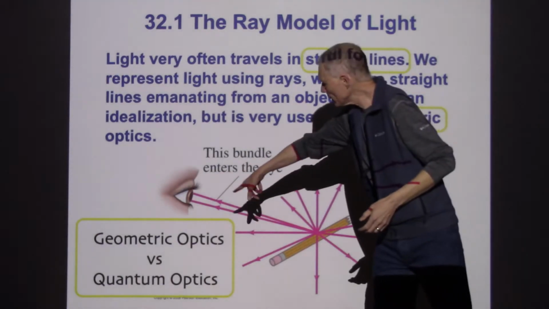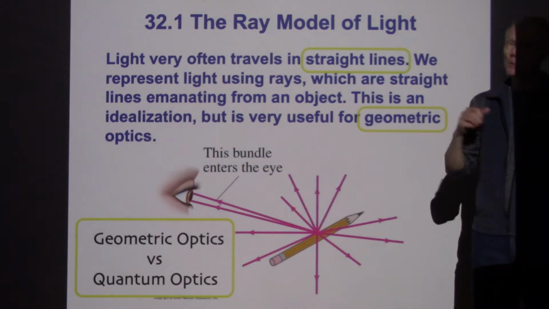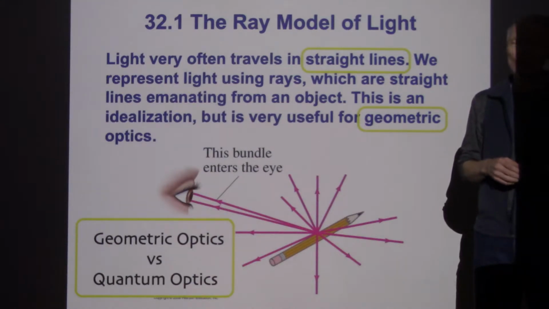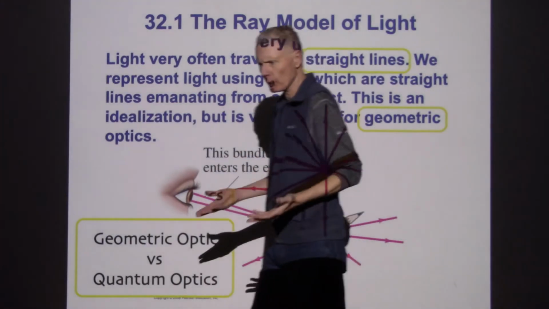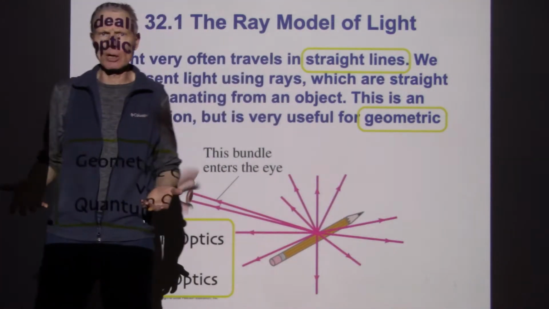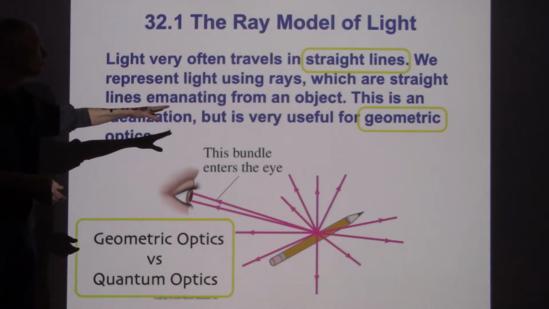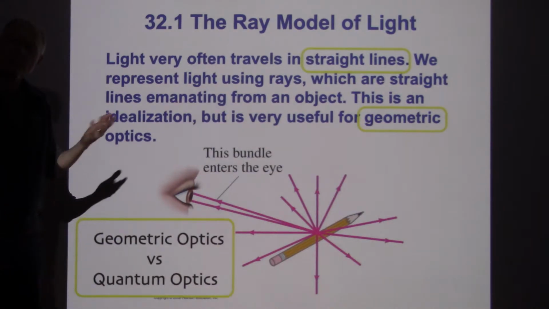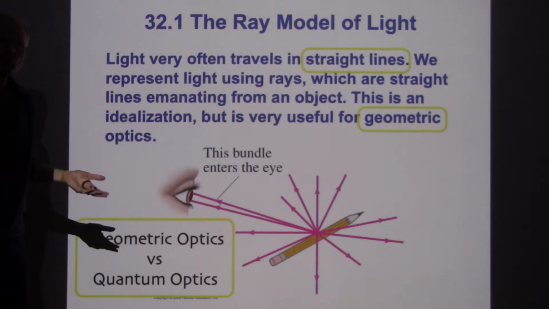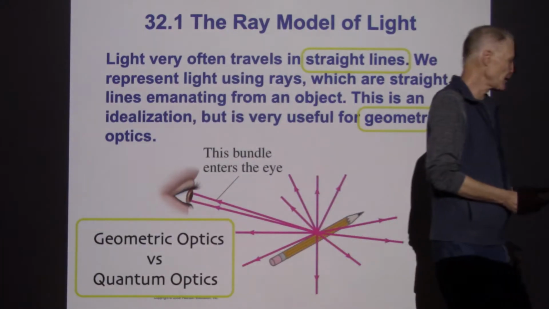Now I put a little note here. This is geometric optics versus quantum optics, which we'll be looking at in a couple chapters. So light, we now understand, consists of particles. We call these particles photons. And in many situations, we can treat these photons as if they're just traveling in straight lines. But we'll see that there are actually some more complex and interesting properties that we'll run into in a couple of chapters.